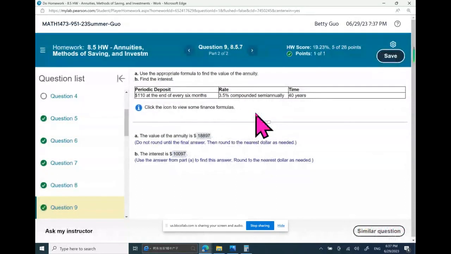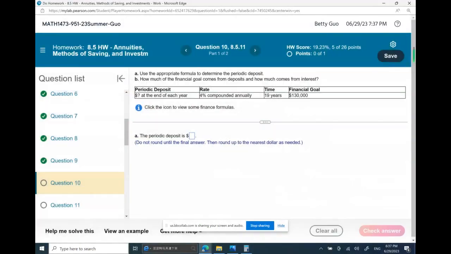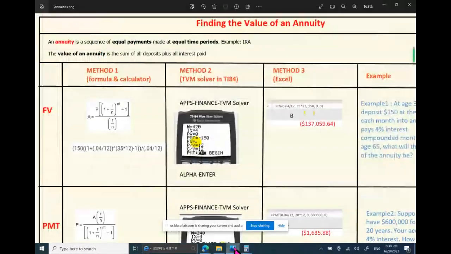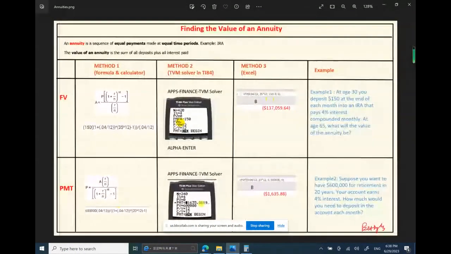How do we use the app to find the value of an annuity very quickly? All right, so let's go to the next question. I want to find some question that requires us to find the payment exactly. So on my table now, I give you two types of questions, right? Regarding annuity, you only need to know those two types of question.